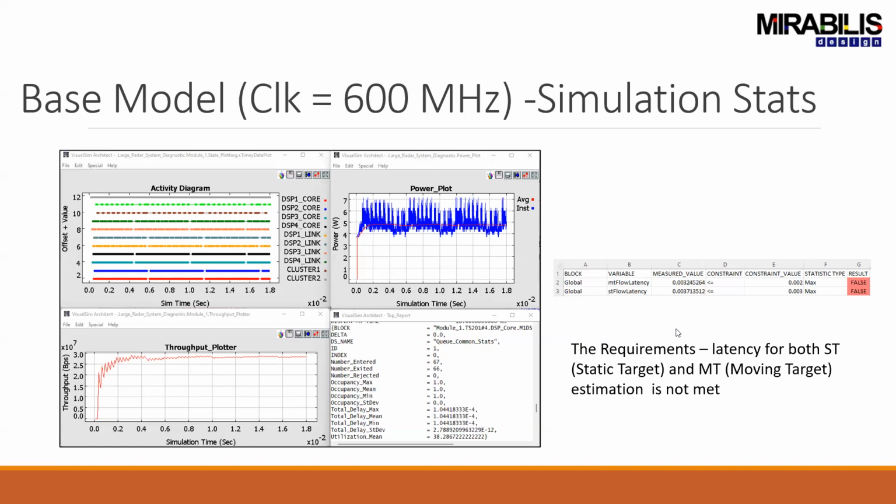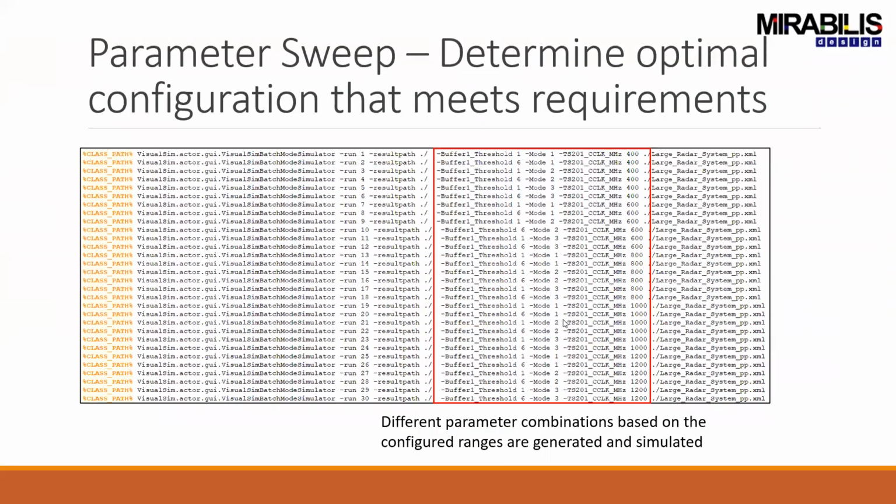base model simulation. So what we did was, in order to find out the right parameter combination to meet the requirements, whether at all it is possible, we did a parameter sweep where we wanted to determine the optimal configuration that meets the requirement. So here we can see we created a batch file which has different parameter combinations. So you can see buffer threshold 1, 6 different clock frequencies. It's 400, 600, 800, 1000, 1200. So you can see for each parameter value update, there is a combination of possible sequences generated.